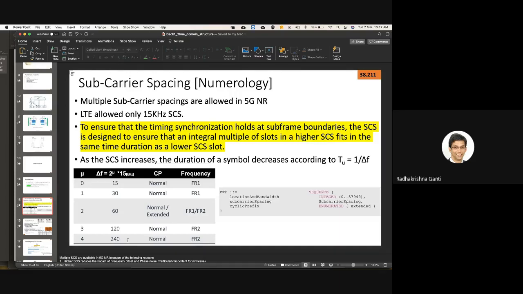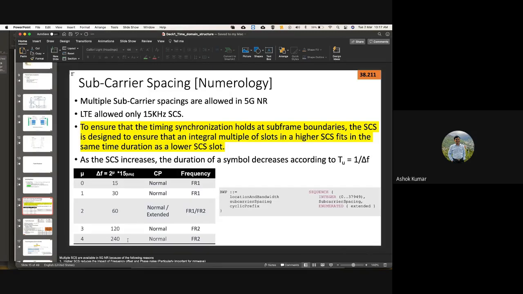So what did we see? We saw that if you have lower subcarrier spacing, then your frequency offset has to be much tighter. Delta F should be lower. So that is the reason why lower subcarrier spacings are not used in FR2: because of frequency offsets and phase noise.